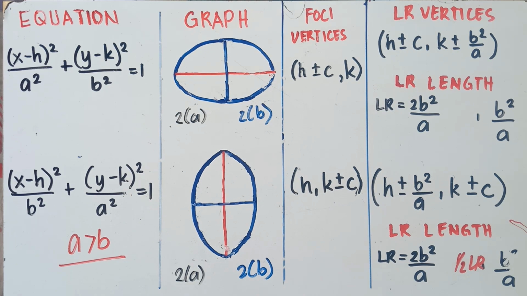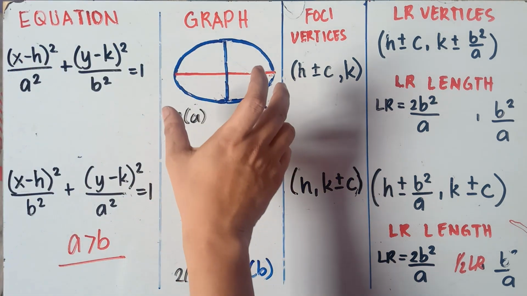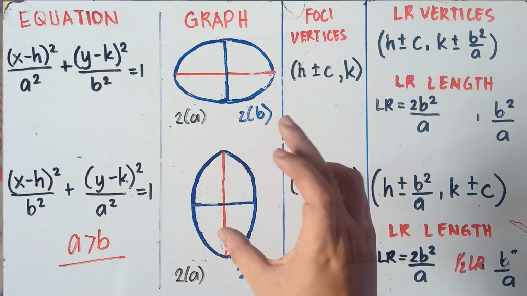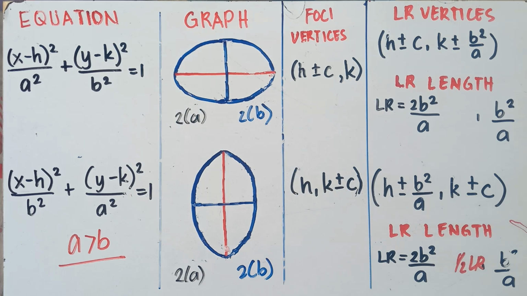Once again, class, if your a is aligned on x squared, this will be our expected graph. If your a is aligned on y squared, this will be your expected graph. Now, the question is, how will we know if a is aligned on x squared or on y squared? You will know that based on the given denominators of the equation.